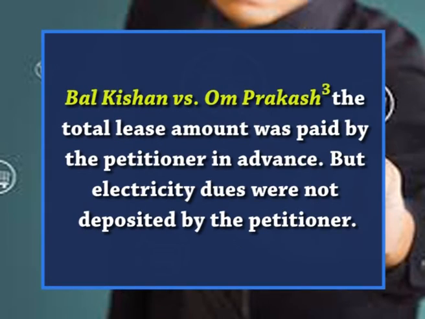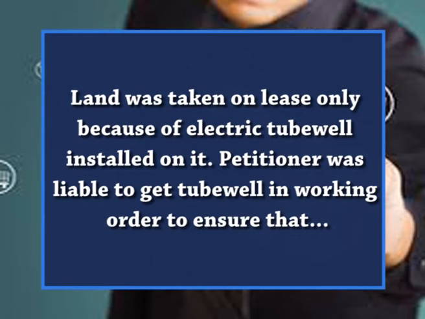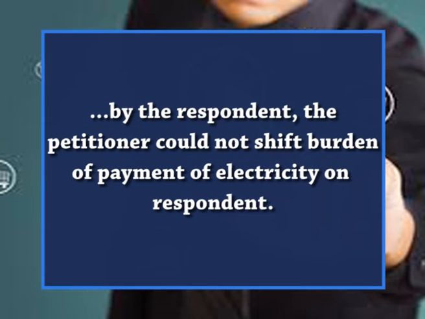In the case of Balkishan versus Om Prakash, the total lease was paid by the petitioner in advance, but the electricity dues were not deposited by the petitioner. Connection was disconnected. Respondent could not draw water due to non-supply of electricity. Crops were badly damaged. Land was taken on the lease only because of the electric tube installed on it. Petitioner was liable to get the tube in working order to ensure that water is made available for irrigation purposes. Without there being a condition in the agreement, the electricity charges were to be paid by the respondent. The petitioner could not shift the burden of payment of electricity on the respondent.